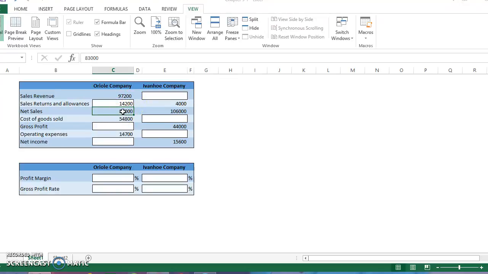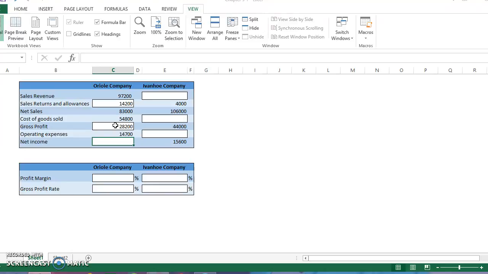After net sales we need to calculate gross profit. To get gross profit we'll get net sales and we'll take out from there the cost of goods sold. So that will net us an amount of 28,200. After doing that we'll be able to calculate our net income by subtracting operating expenses from gross profit.